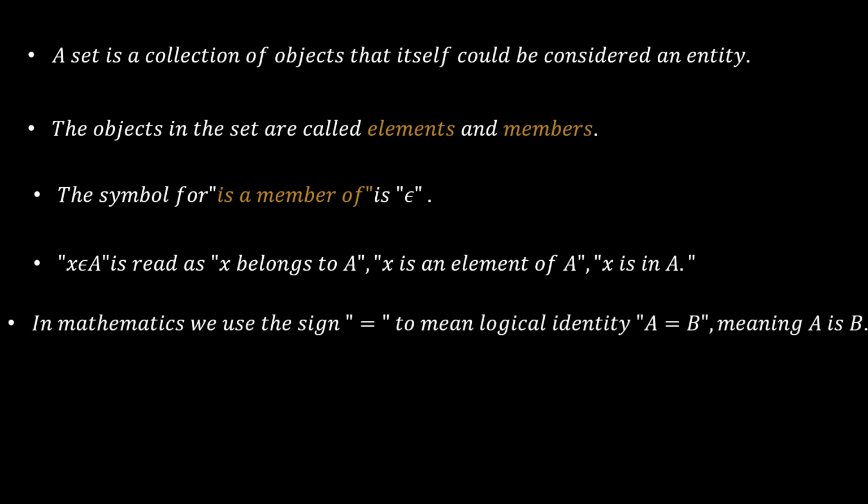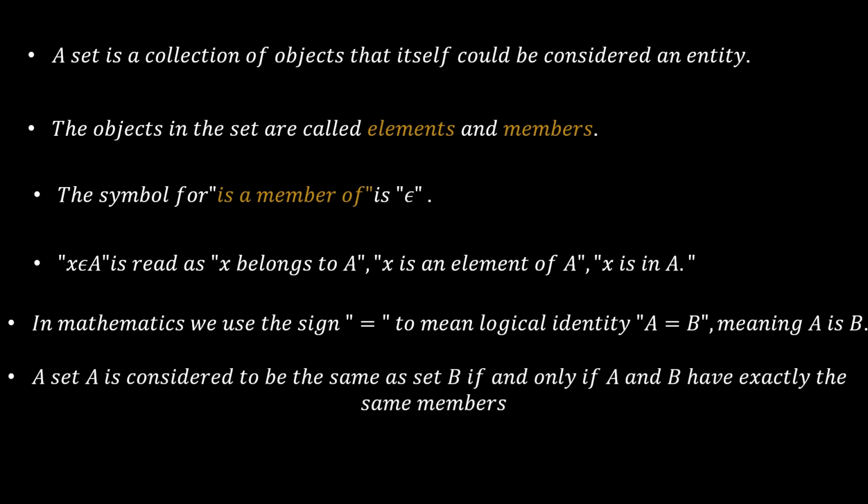In mathematics, we use the equals sign to mean a logical identity between two sets, for example A and B. So if we say A equals B, it means that A is B. Then I also say that a set A is considered to be the same as a set B if and only if A and B have exactly the same members.